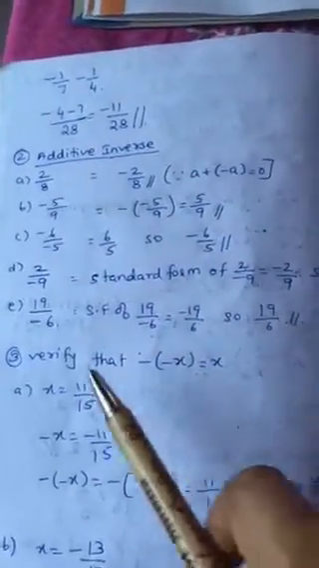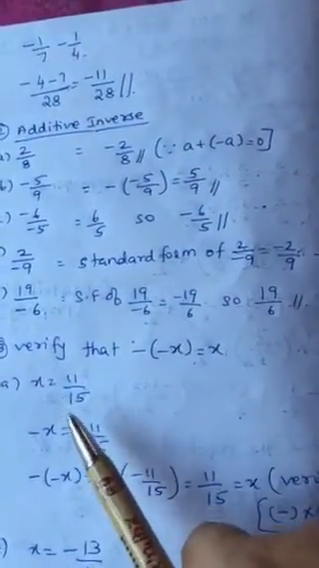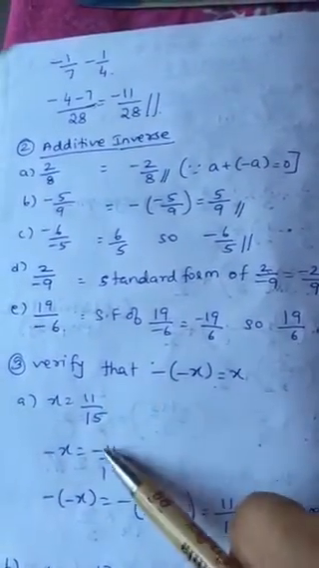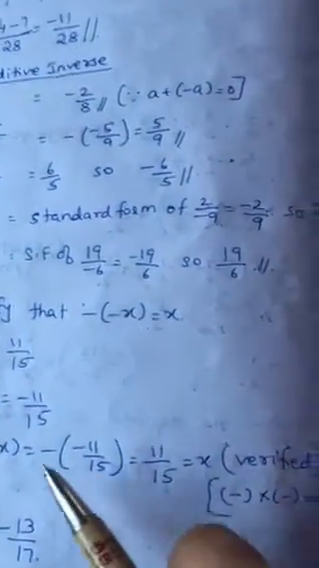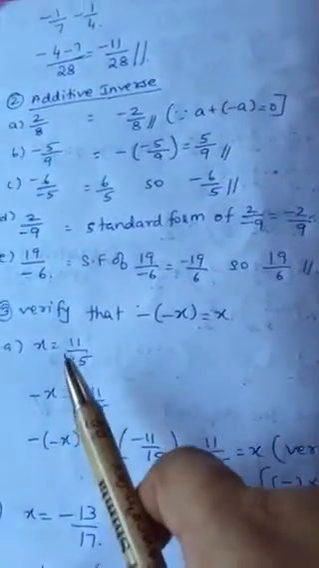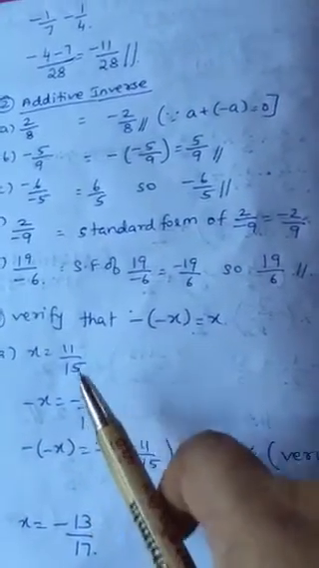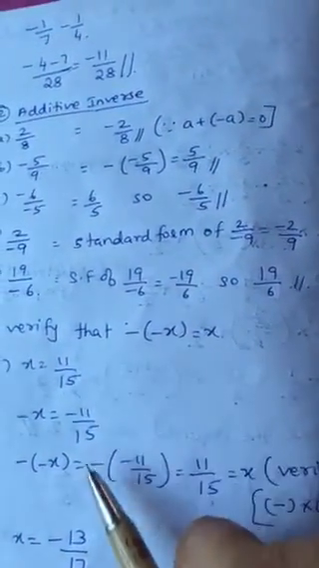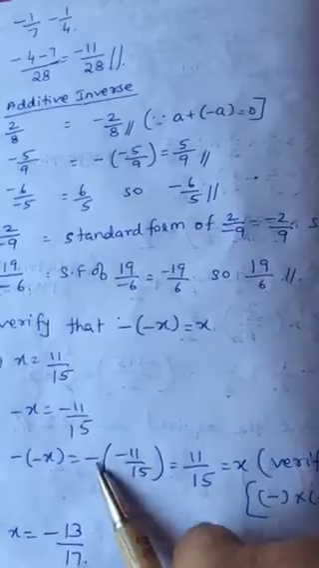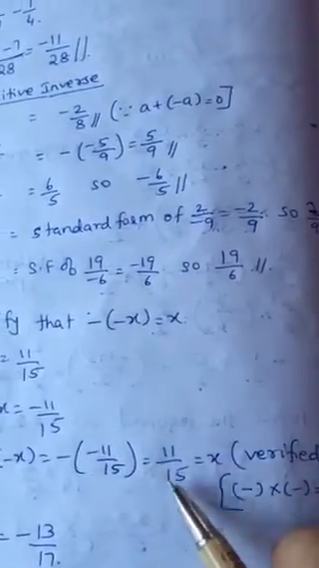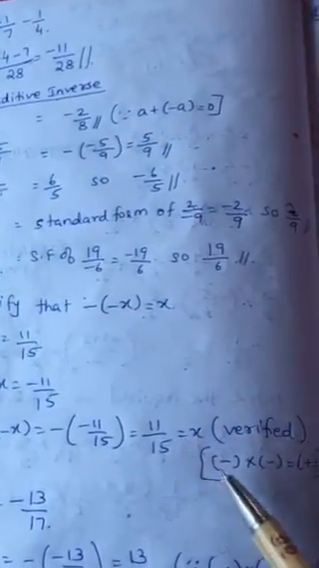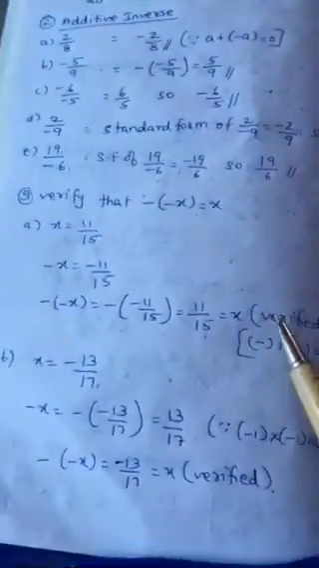Now the next question is verify. What you have to do is verify that if this number is multiplied by the negative of it, you get the positive of the number. So we are just going to take x as 11 by 15. Take the negative of that number, which becomes minus 11 by 15. Again, the question is minus of the negative of that number. So minus of minus 11 by 15 becomes a positive number, which is the number given in the question. So hence it is verified. Anything negative multiplied by the negative becomes positive. Hence you get the required solution and it's verified.